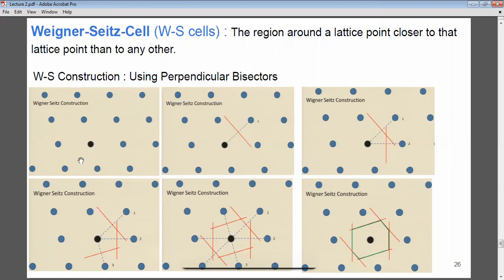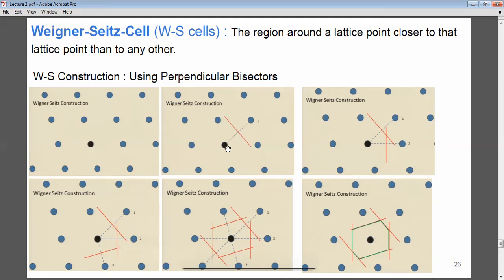How do we find this region? There is a way to do it, and I will show you how. It's easier to show than to describe or write down. We construct it using perpendicular bisectors. So here is a lattice, and the black point is the point I'm interested in, the one that I would like to draw the Wigner-Seitz cell around, okay? So I start by taking one point close to it. Let's assume I take this point number 1. I draw the perpendicular bisector, the red line.